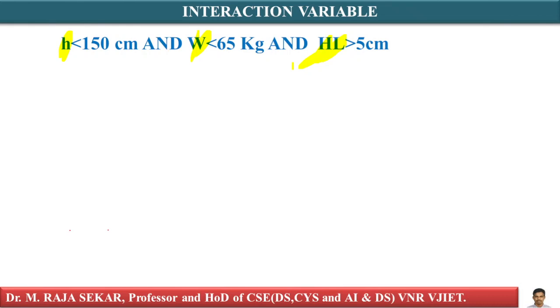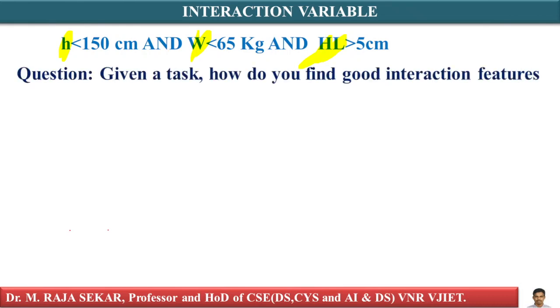Big question is, as usual, given a task, how do you find a good interaction feature? That's a very, very valid question. The solution to this: we have decision tree, which comes to the rescue. The problem is as follows.